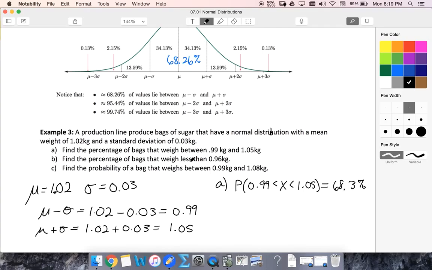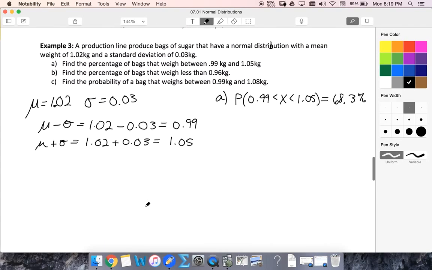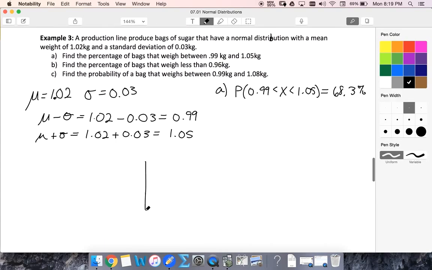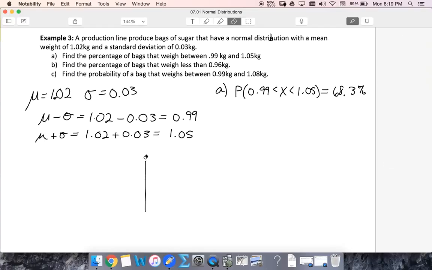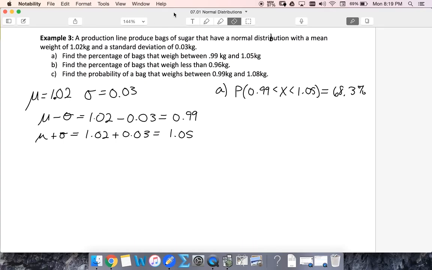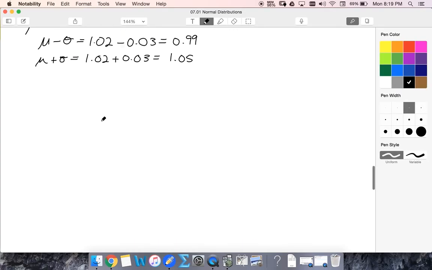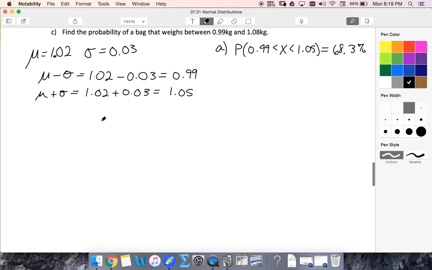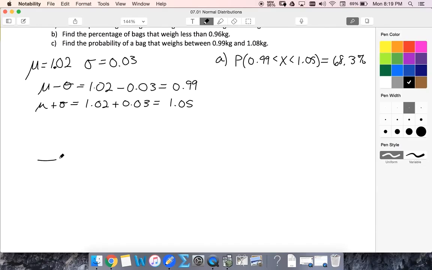The percentage of bags that weigh less than 0.96. So I actually want to make a diagram. I'm going to put this information on a diagram to help me. So I've got my mean. Actually, I'm going to draw the curve first because you know my drawing is terrible. So here's my normal distribution curve. It should be symmetric. Did I not include a picture for myself? I really should have. All right, let's try again. All right, that's slightly better.